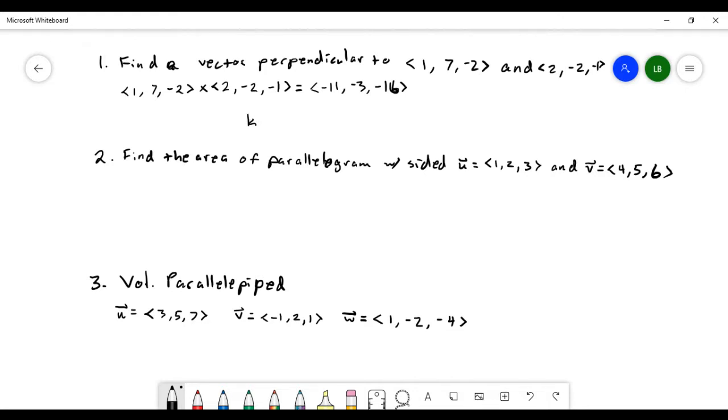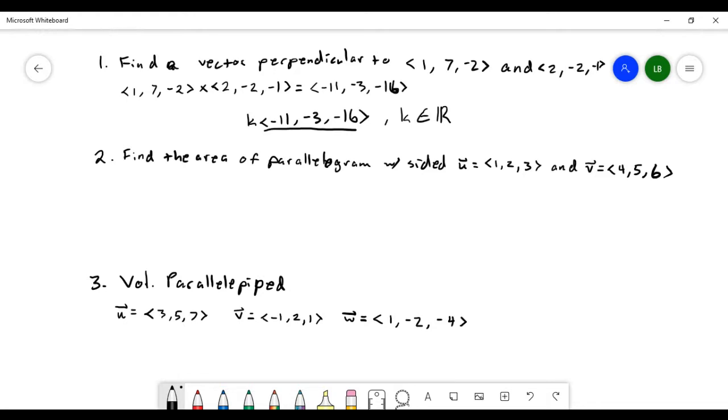Of course, any multiple of this vector would work as a vector perpendicular to the other two, because multiplying it by any scalar would just stretch the vector, it wouldn't change the direction. I'm guessing most of you got this or (11, 3, 16) though, just because those are the ones you would get from just the standard cross product.